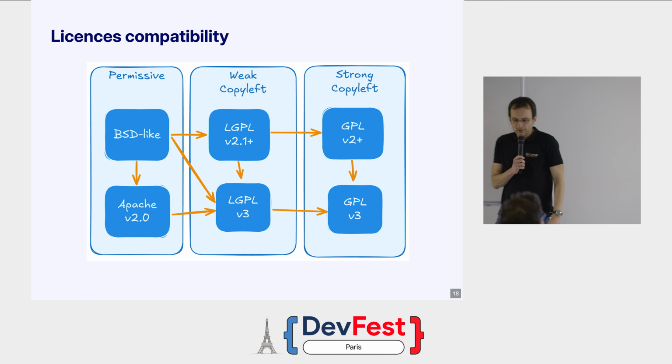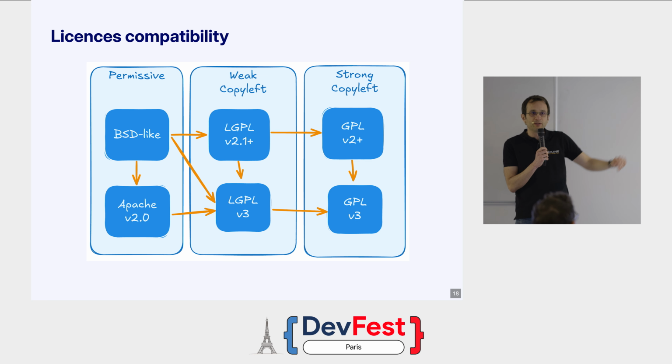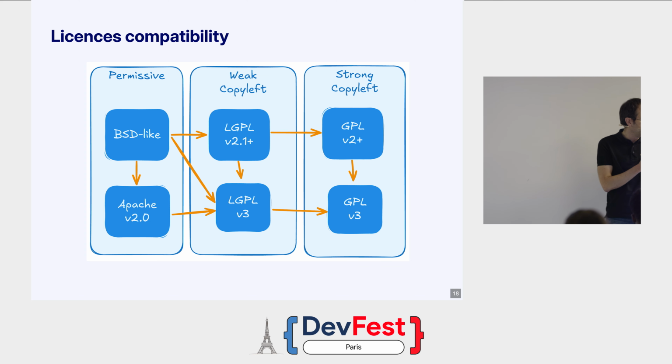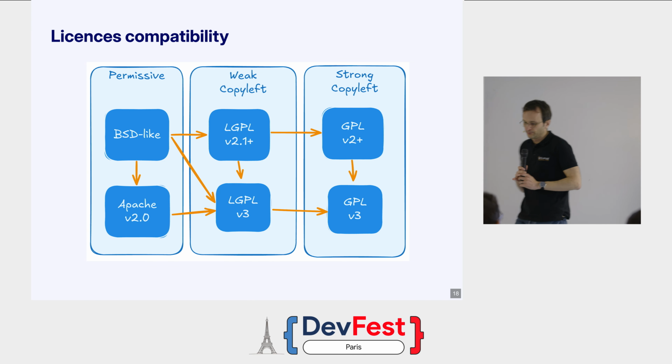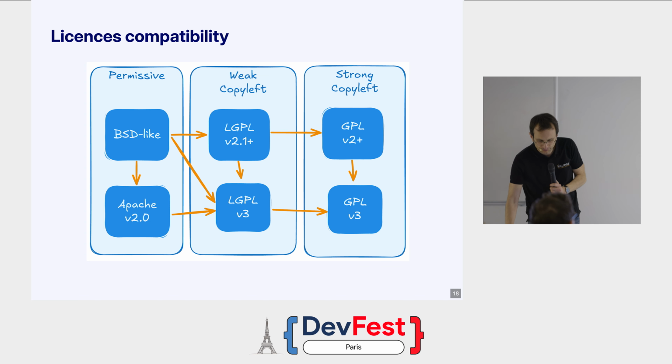Again, I don't have time to go into details, but know that there are compatibility matrices on the web. There is a website from the European Commission also. Look for license compatibility, and you will find matrices explaining how you can combine licenses. But be careful with what you combine, because if you want to put your project under an Apache 2 license, you may not be able to use GPL v2 libraries with it, if you want it to stay Apache v2 and not become a GPL v2 license.